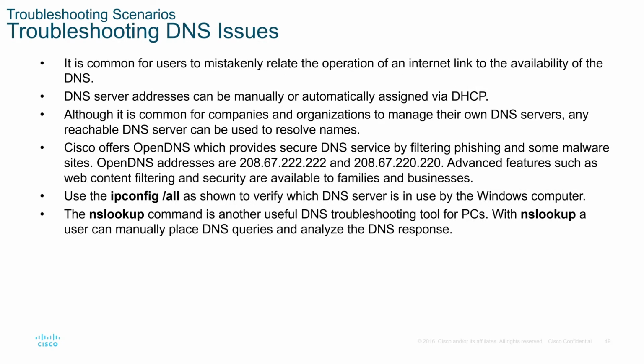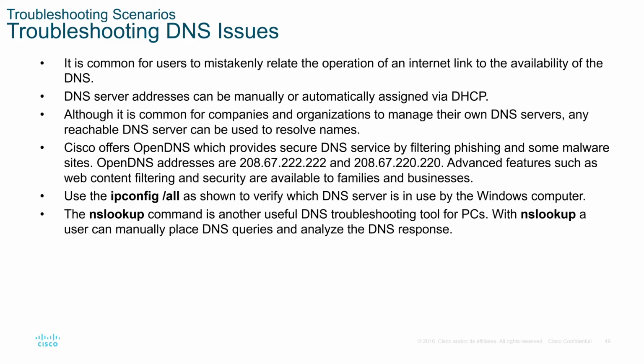As for DNS, it is common for users to mistakenly relate the operation of an internet link to the availability of the DNS. A DNS server address can be manually or automatically assigned via DHCP, such as 8.8.8.8, which is a Google DNS server. Although it is common for companies and organizations to manage their own DNS servers, any reachable DNS server can be used to resolve names.